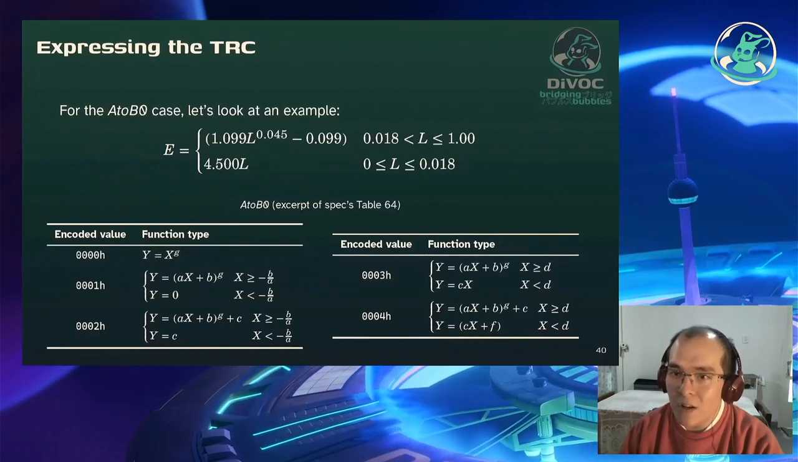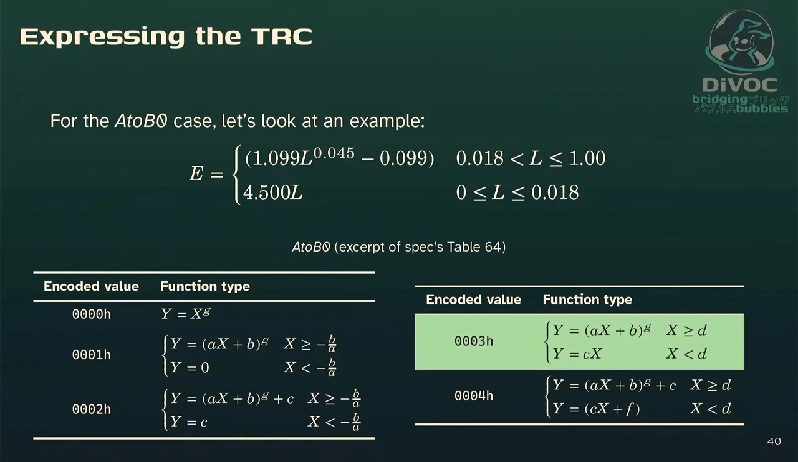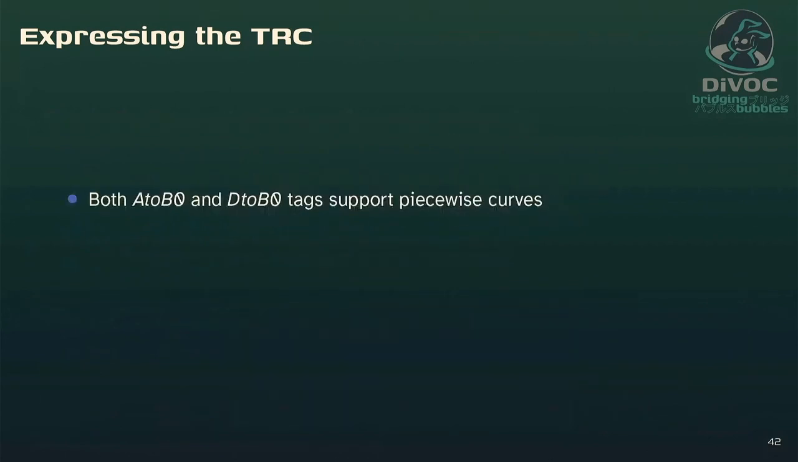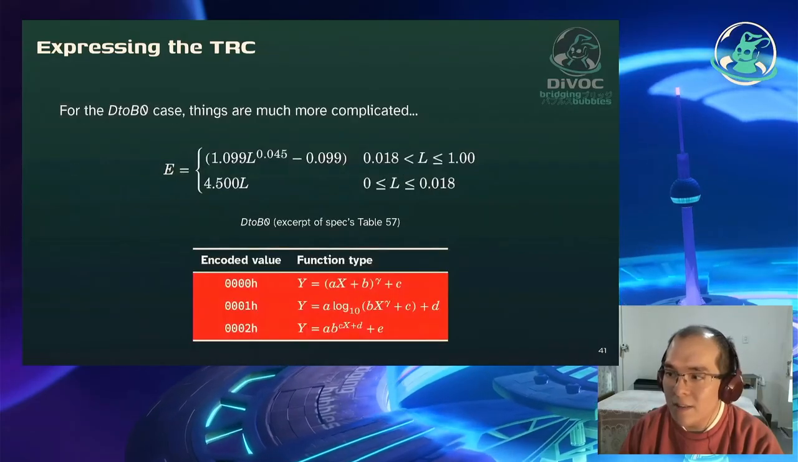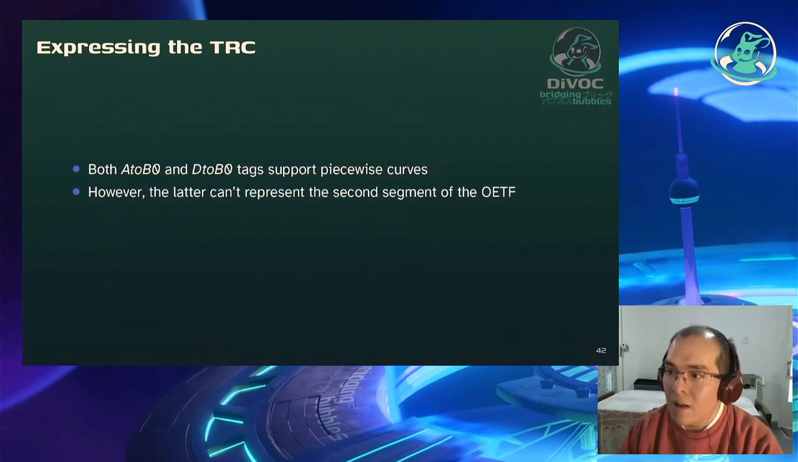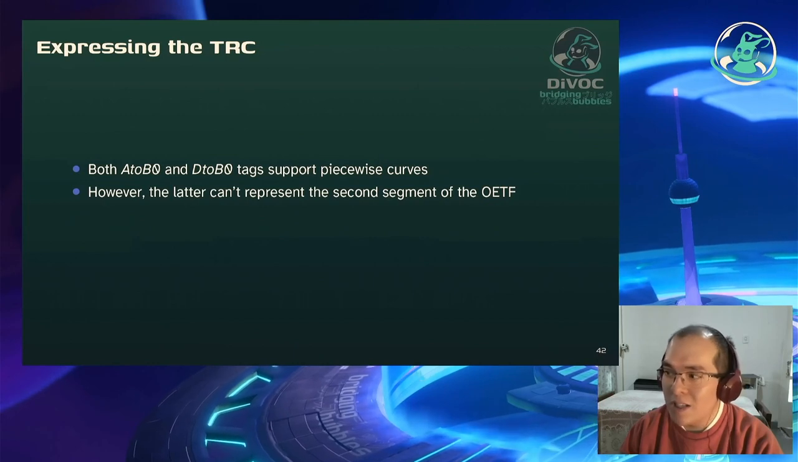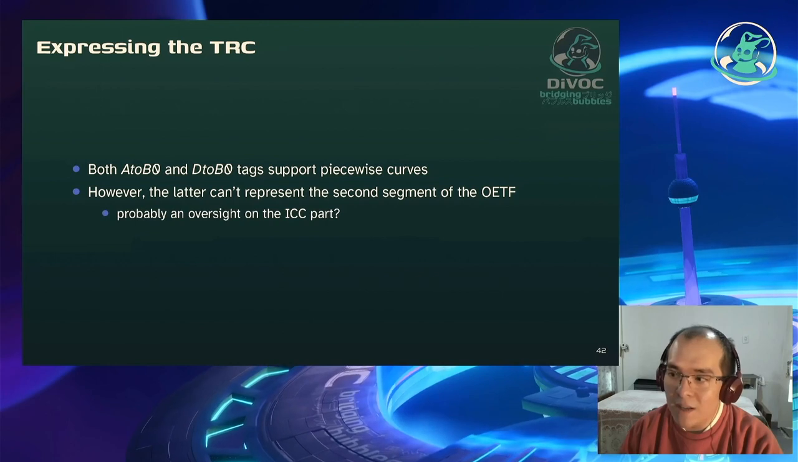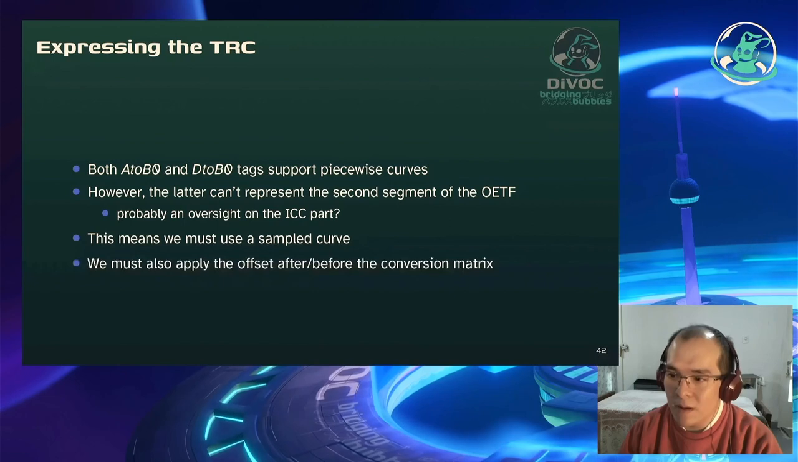For the A to B0, expressing the tone response curve is easy because it is automatically supported by this data. But for the B to A0, this is not the case. Both support parametric curves like the one that we saw earlier. However, the latter transformation cannot represent the second segment of the optoelectronic transfer function. I don't know if it was or wasn't an oversight of the ICC part, but this means that we need to use a sampled curve.